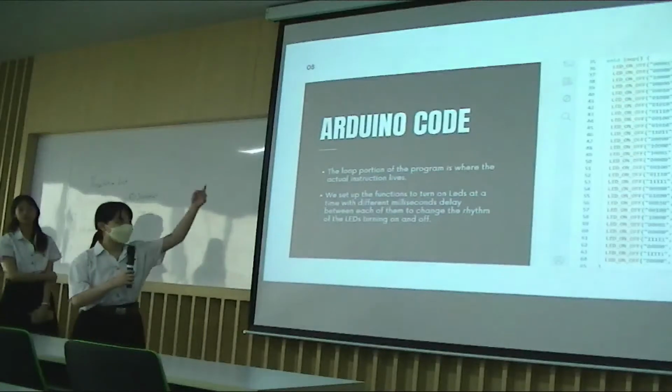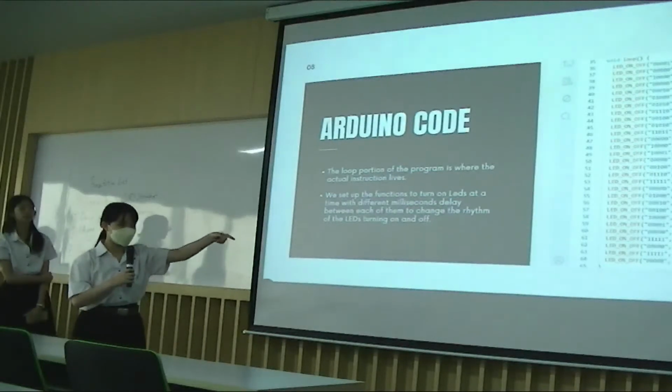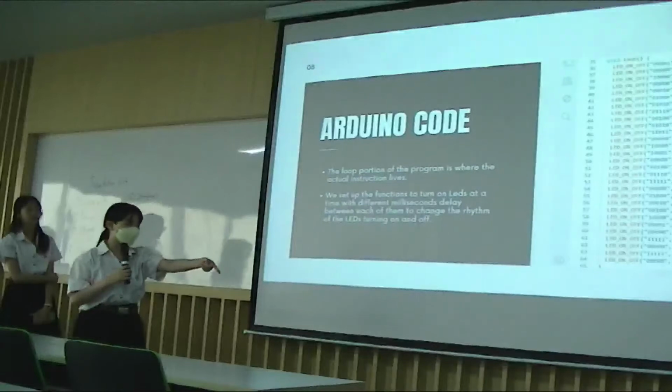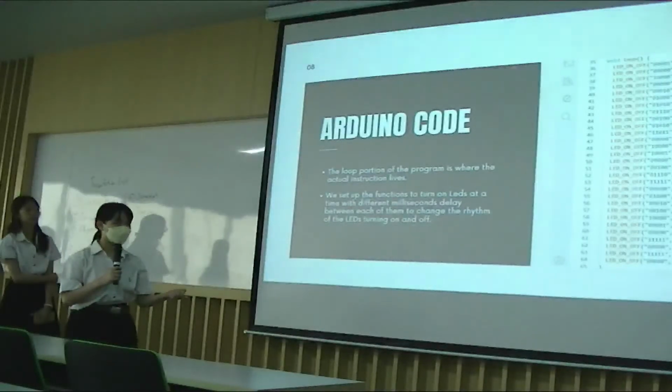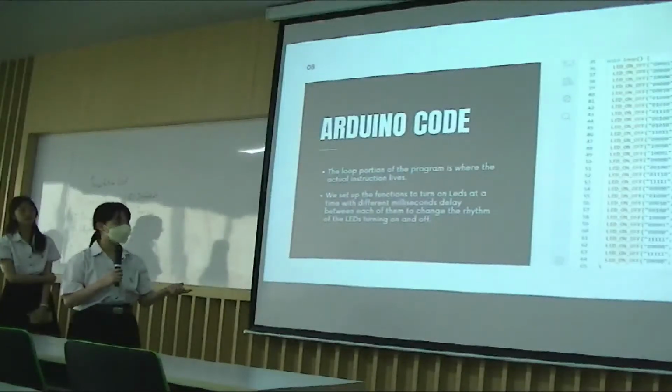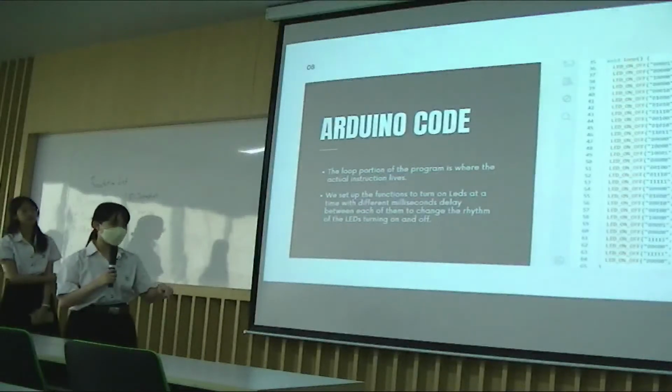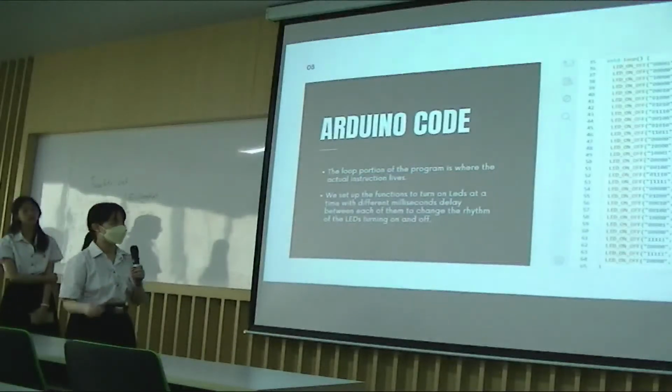Our program, as we can see, has a bunch of zeros and ones and numbers after the zeros and ones. The 0 means that the light is off, and the 1 means that the light is on. The numbers at the back are the delay in milliseconds of whether the LED is off or on.